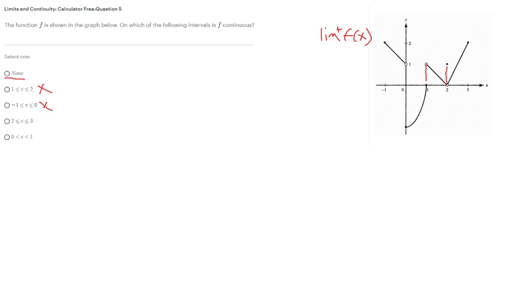So here's the third one: 2 is less than or equal to x, and 3 is greater than or equal to x. We saw earlier that there is a discontinuity at 2, meaning we can immediately cross this off the board, and the same thing as I pointed out with -1. The actual limit doesn't exist. It would be the limit coming from the negative side, or coming from the right.